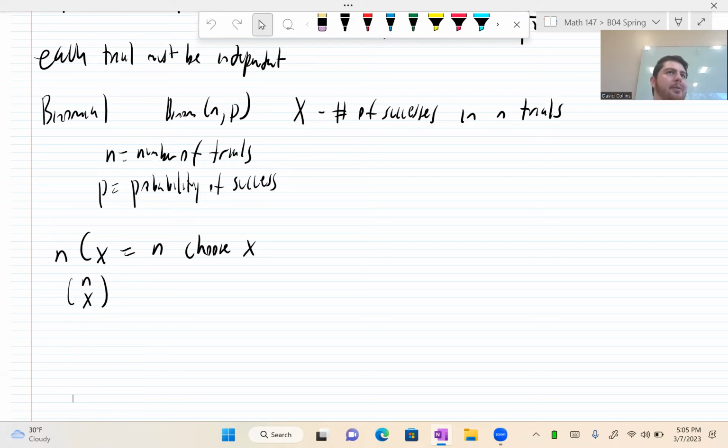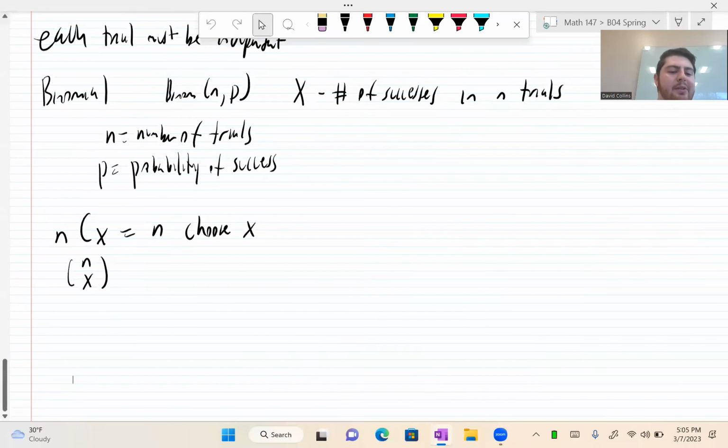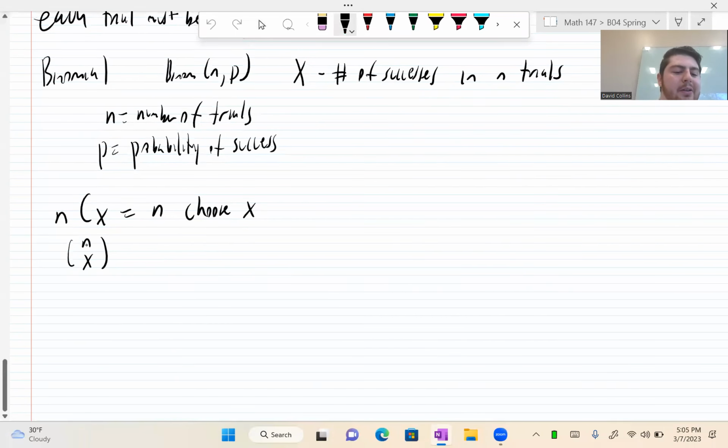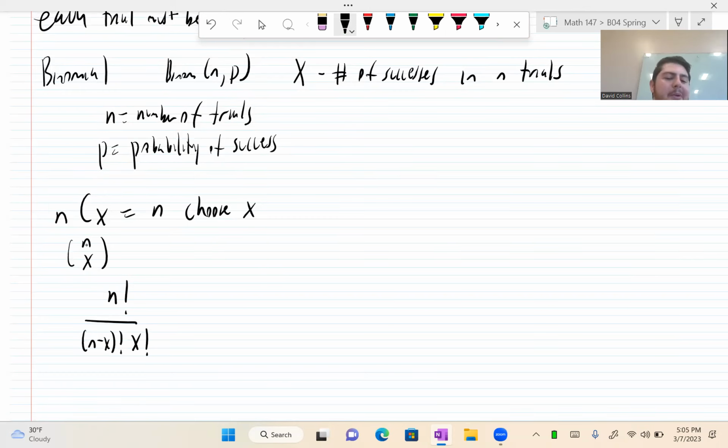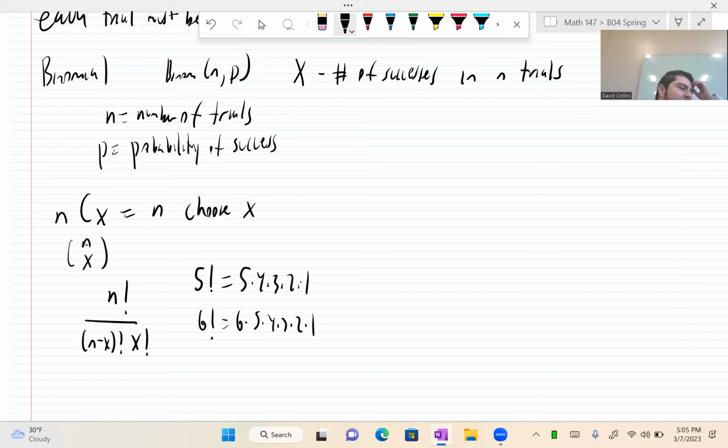N always has to be a number bigger than or equal to X. Otherwise, it doesn't make sense. What this is numerically is N factorial over (N minus X) factorial times X factorial. Now, you might ask, what's a factorial? The best way to explain it is an example. 5 factorial is 5 times 4 times 3 times 2 times 1. 6 factorial is 6 times 5 times 4 times 3 times 2 times 1. It's that number times all the numbers before it down to 1.